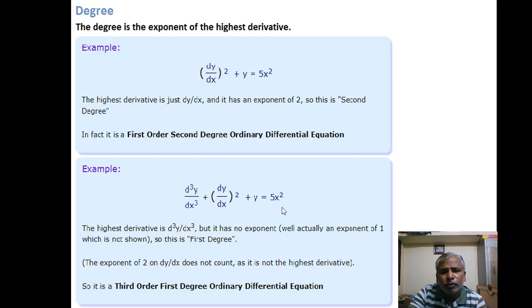Now the next example, this is the differential equation d cube y by dx cube plus dy by dx plus y equal to 5x. The highest derivative is d cube y by dx cube, but it has no exponent, so its power is 1. The highest order derivative is of third order and its power is 1, hence it is a third order differential equation with first degree.